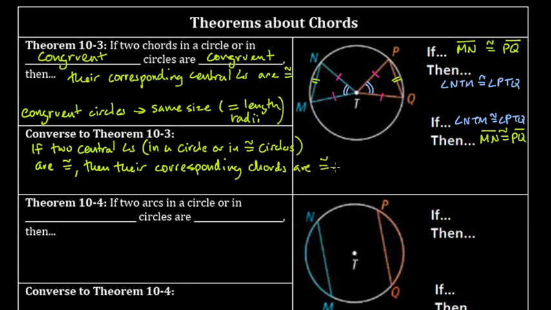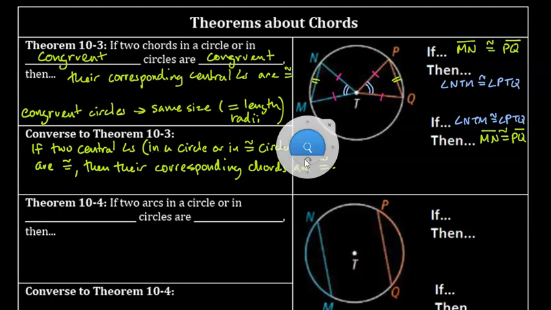Their corresponding chords are congruent. And that's theorem 10-3. It's basically saying if the chords are congruent, then their corresponding central angles will be congruent, and vice versa. If the angles are congruent, then the corresponding chords will be congruent.